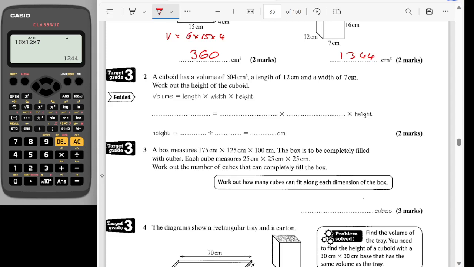So they're suggesting that we've got a kind of a guide. They're saying 1,344 is going to be equal to 12 times by 7 times by the height. So the height is going to be equal to 1,344 divided by 12 times by 7. 12 times by 7 gives us 84. So the height is going to be 1,344 divided by the last answer, so 16.